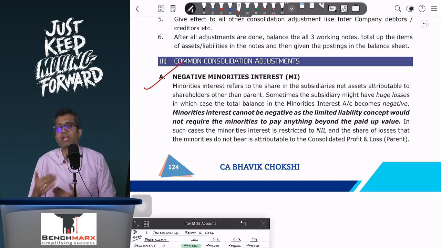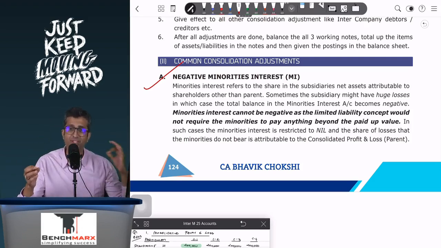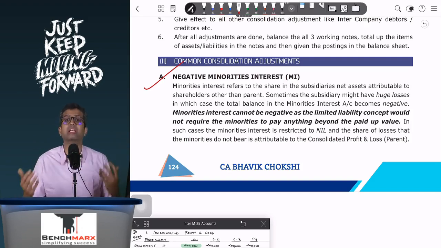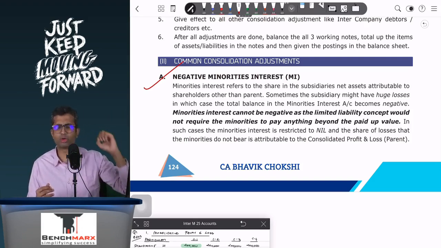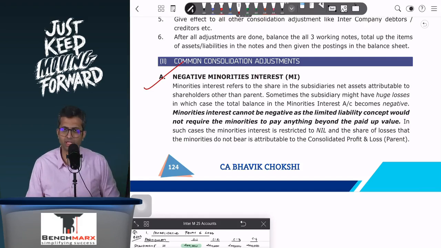And hence, if I try to find the minorities interest, it will now be negative. Post acquisition, there's a 3,000 loss, of which if there's a 10% stake, there's a negative 300. And hence opening minorities of 100 minus 300 comes to a negative minorities of 200. Can the minorities interest be negative? The answer is a loud and clear no.